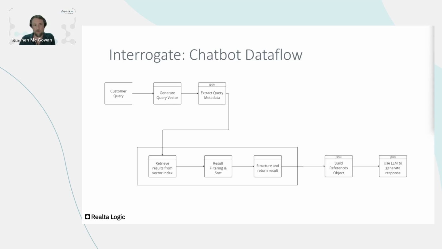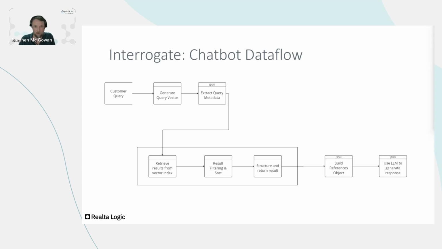And then we use the vectors and the metadata to extract the results from our vector index within Neo4j, and then filter and sort that, returning the results and building out a references object I'll show you in a second. That's what we pass the LLM. It's a structured, basically JSON response that it can then use to generate its textual responses.